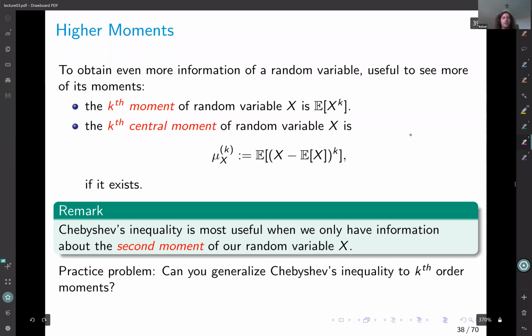Now here's the practice problem. Can you generalize Chebyshev's inequality to the kth central moments? What is the inequality that we're going to get, and for which cases is it valid? As Hazem noticed, for k equals 1 it is not valid, but for what other cases is it useful, or even valid? So this is another practice problem.